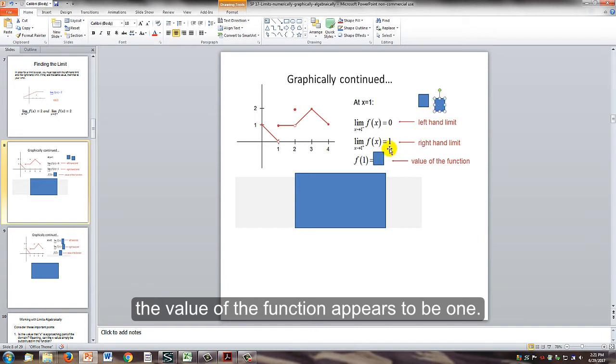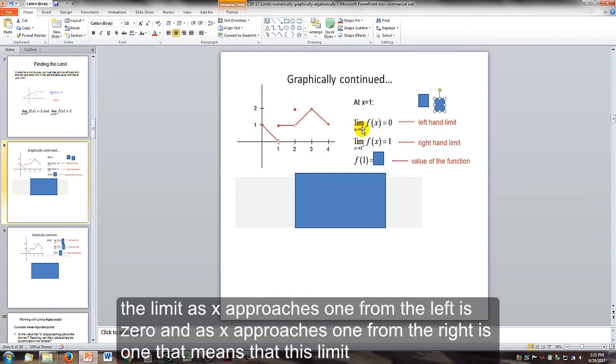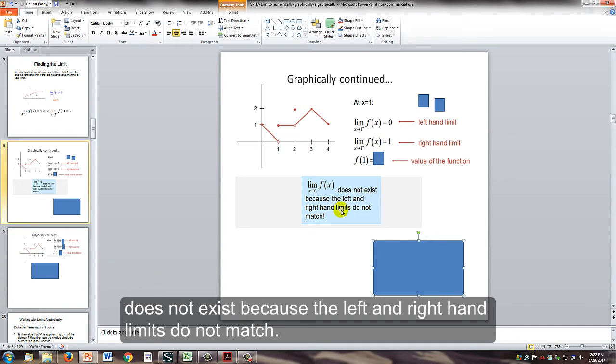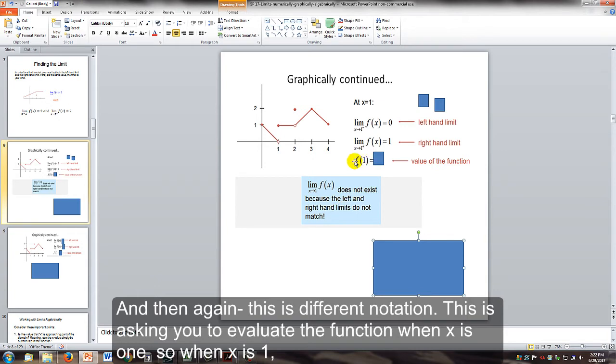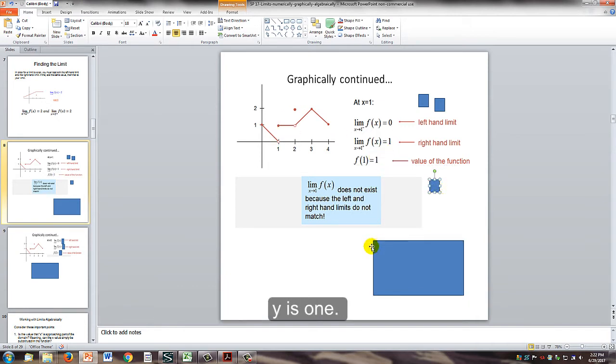Okay, so if the limit as x approaches 1 from the left is 0, and as x approaches 1 from the right is 1, that means that this limit does not exist because the left and right-hand limits do not match. And then again, this is a different notation. This is asking you to evaluate the function when x is 1. So when x is 1, the y is not 0, there's a hole there. Y is 1. When x is 1, y is 1.